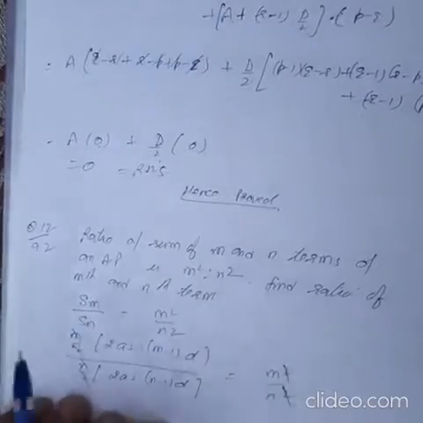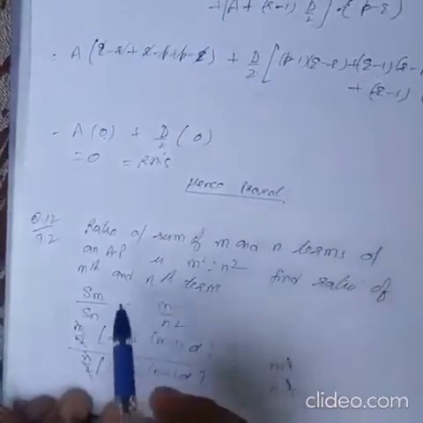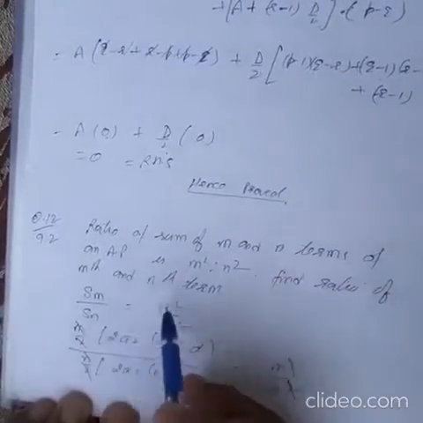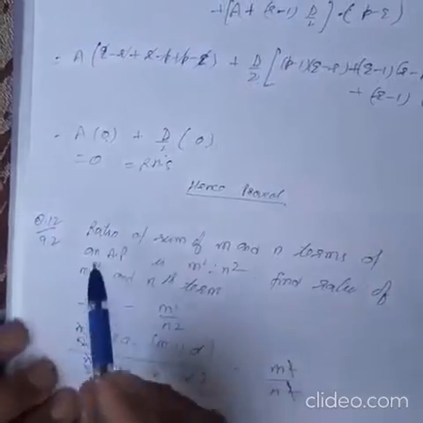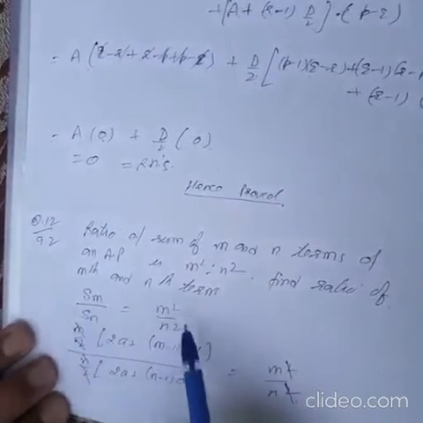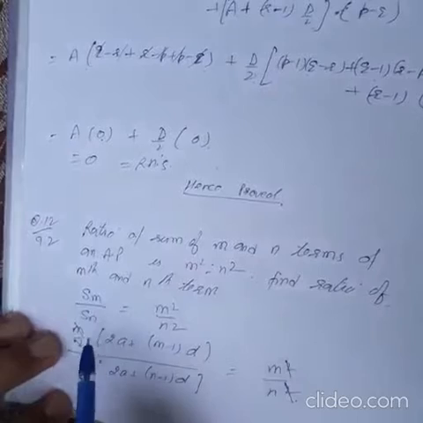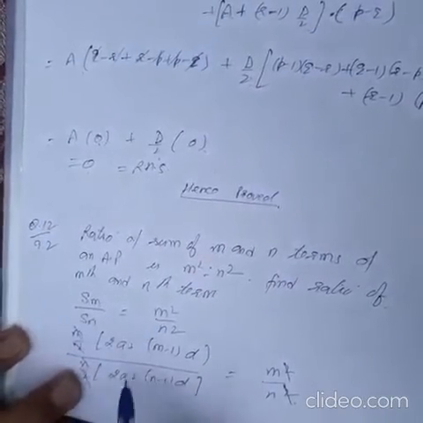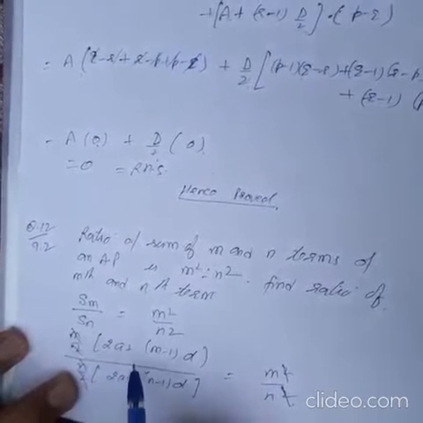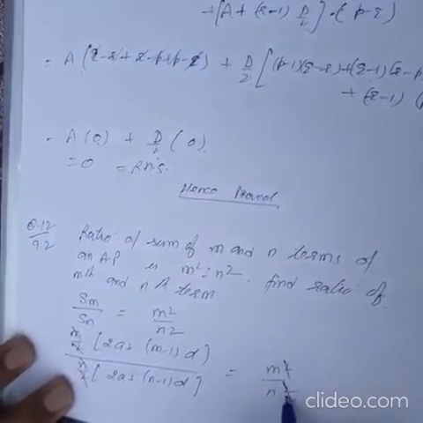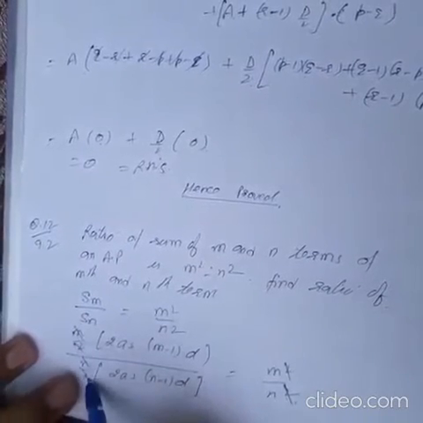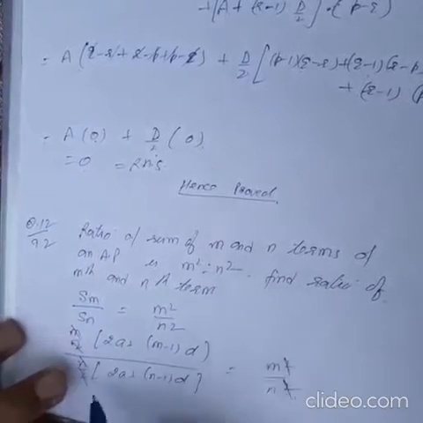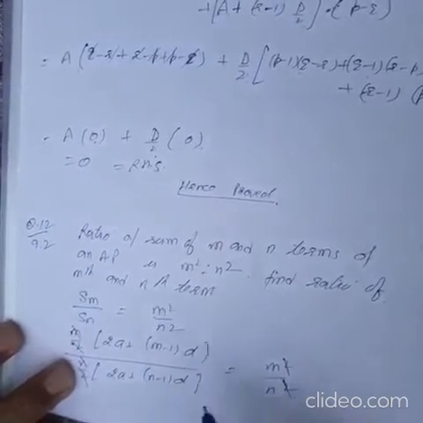Question number 12. The ratio of the sums of m and n terms of an AP is m square to n square. Find the ratio of the mth and nth terms. So we are given Sm upon Sn as m square upon n square. You apply the formula for the sum of the first m terms and the first n terms. So it will be m by 2 upon n by 2 is equal to m square upon n square. The first 2 will be cancelled with 2. This m will be cancelled with one power of m on the right hand side. Similarly, this n will be cancelled with this.